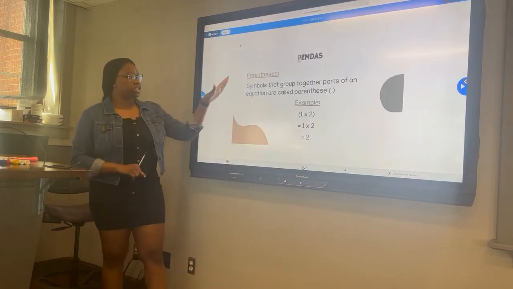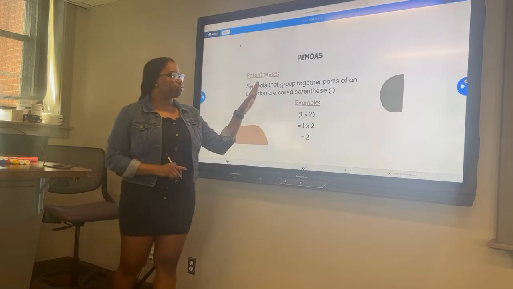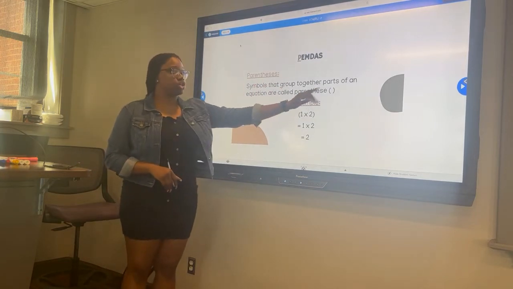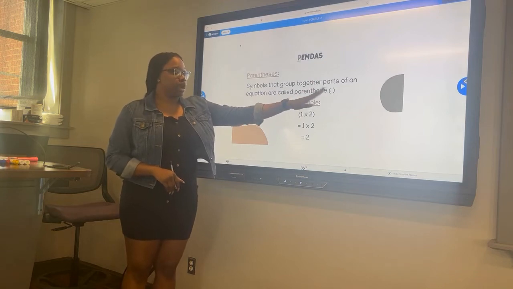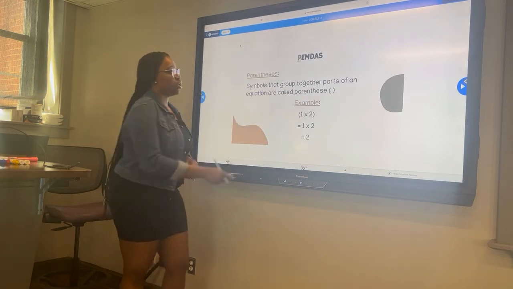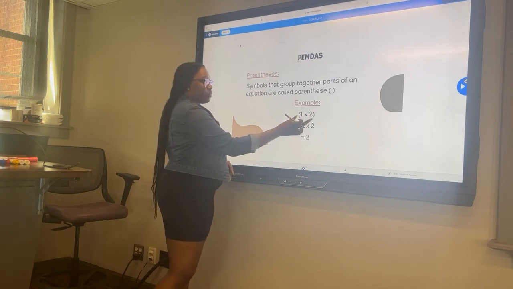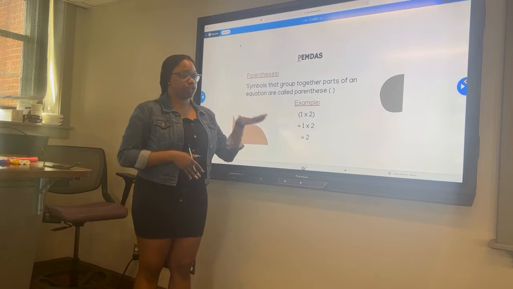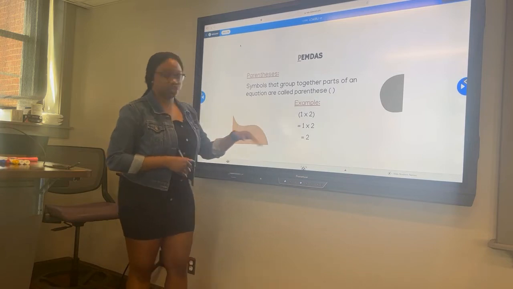First up in PEMDAS, parentheses. Symbols that group together parts of an equation are called parentheses, which use these brackets here. So for example, 1 times 2 in our parentheses, broken down is 1 times 2, which, if we know multiplication, equals 2.